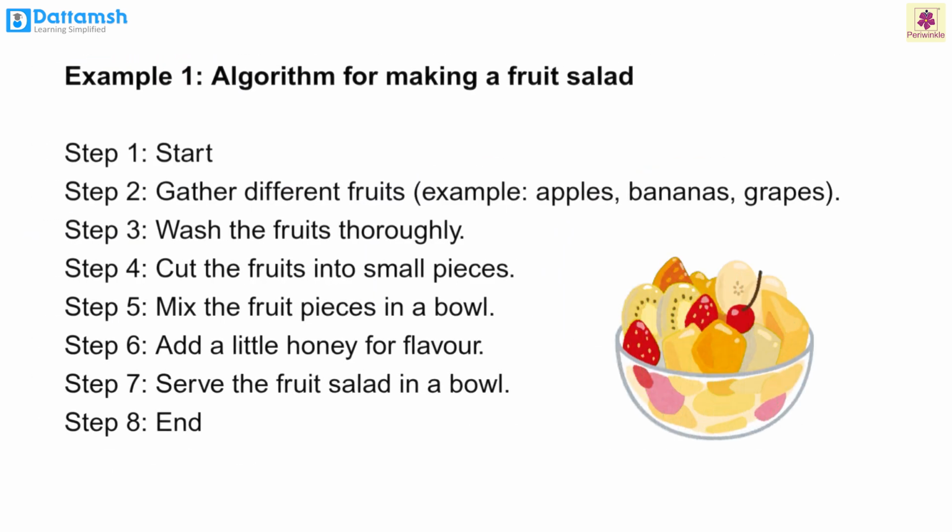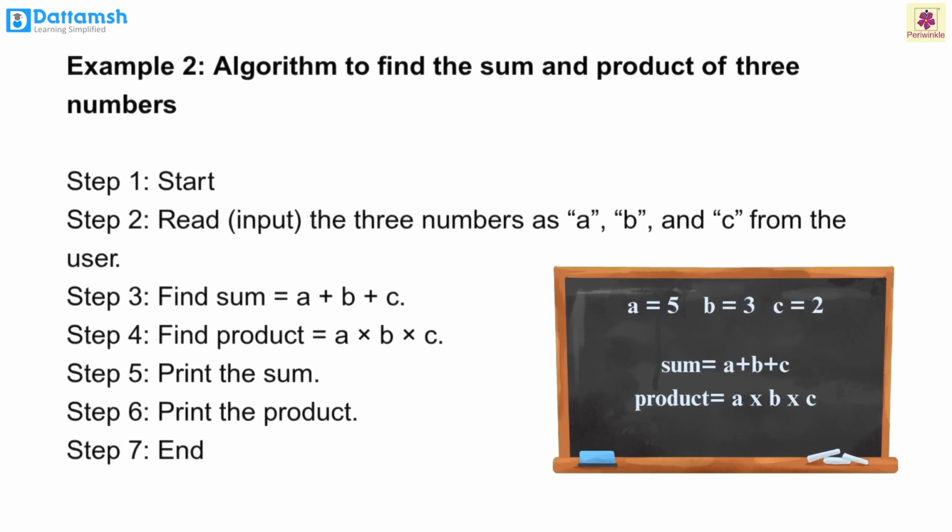For example, algorithm for making a fruit salad. Step 1. Start. Step 2. Gather different fruits, for example, apples, bananas, grapes. Step 3. Wash the fruits thoroughly. Step 4. Cut the fruits into small pieces. Step 5. Mix the fruit pieces in a bowl. Step 6. Add a little honey for flavor. Step 7. Serve the fruit salad in a bowl. Step 8. End.